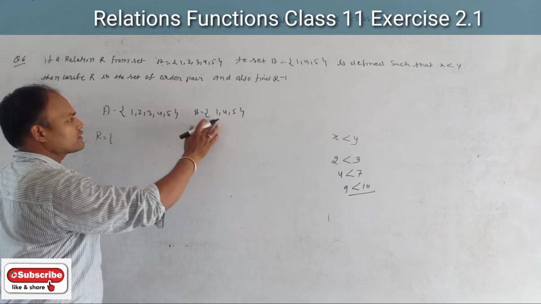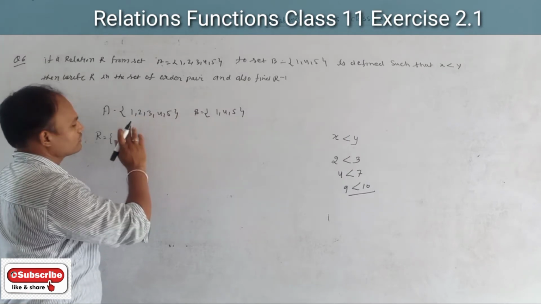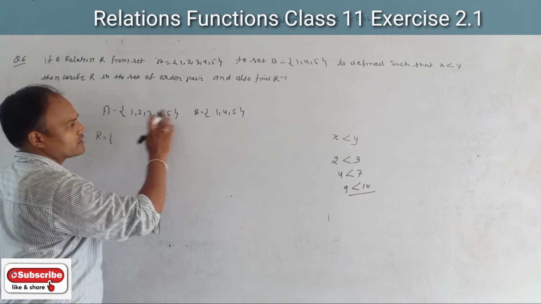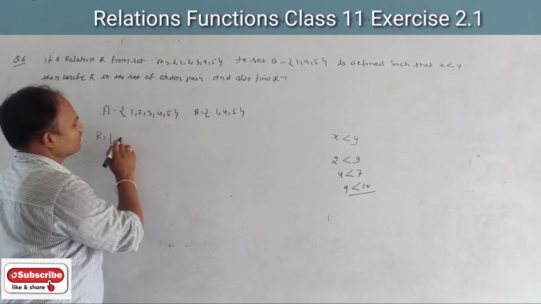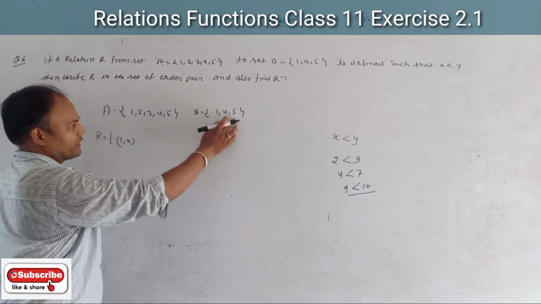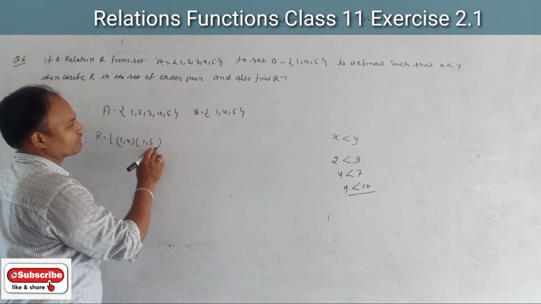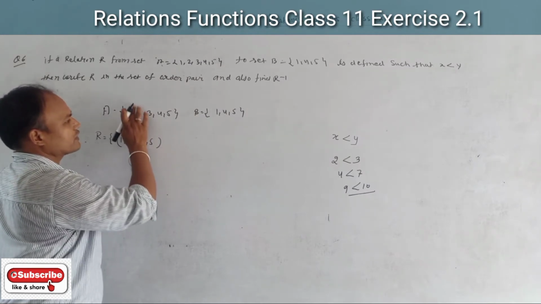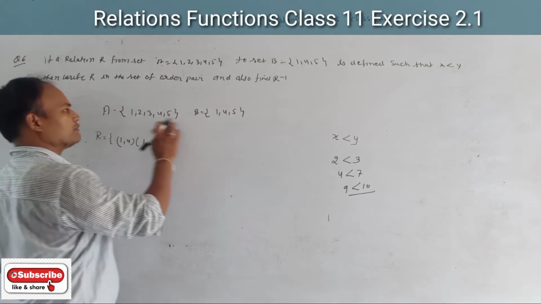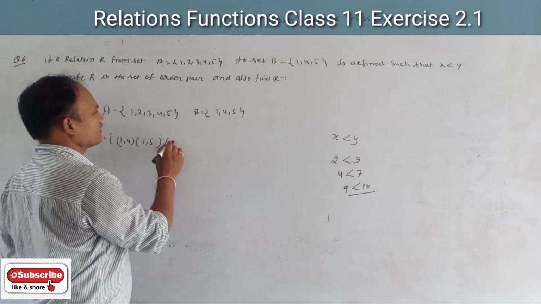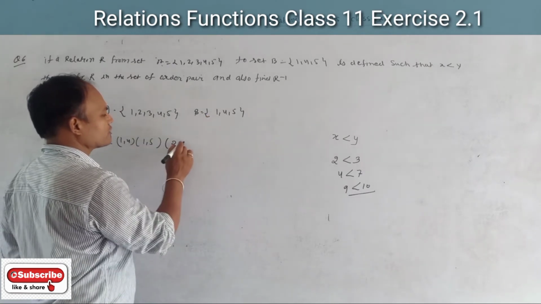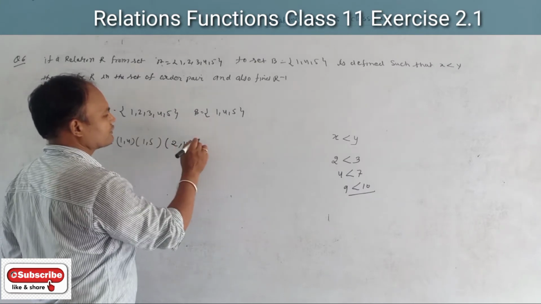Take (1, 1). Is 1 less than 1? No. It means we don't have to take (1, 1). Now 1 is less than 4, of course. 1 is less than 5, correct. Firstly we took 1 and compared with 1, 4, 5. Now we take 2 and compare with 1, 4, 5. 2 is less than 1, not possible. 2 is less than 4, it is possible. 2 is less than 5, it is possible.